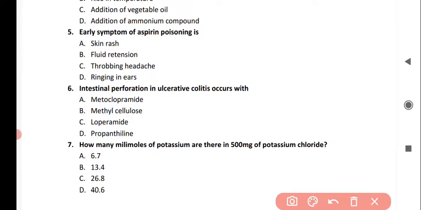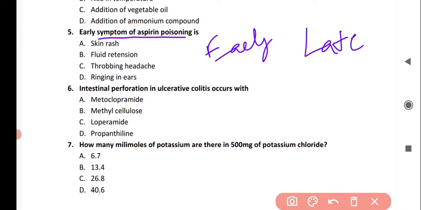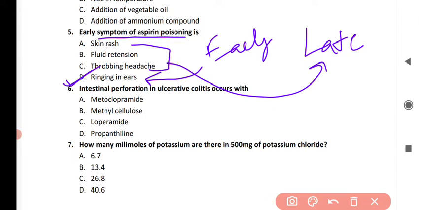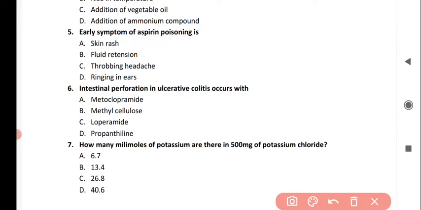Then the next question is, early symptom of aspirin poisoning is. There are different symptoms that are observed due to aspirin poisoning. One is early symptoms and others are late symptoms. In early symptoms, we will be getting the ringing in ears. So option D is correct. And in late symptoms, these three and several other symptoms may also be included, but these are the main: skin rash, fluid retention, throbbing headache. These come under late symptoms. So option D is correct for this question.